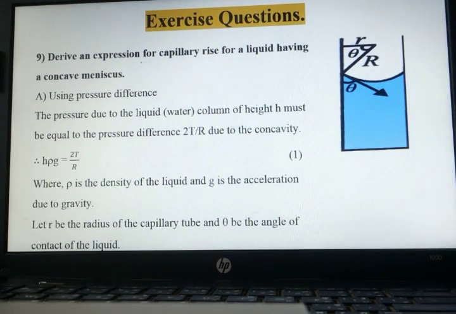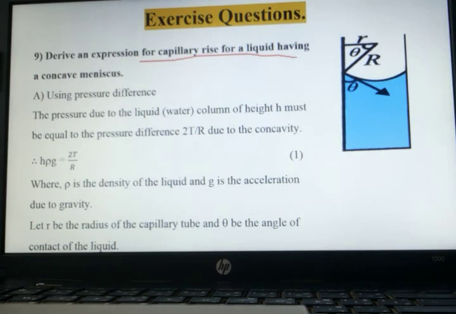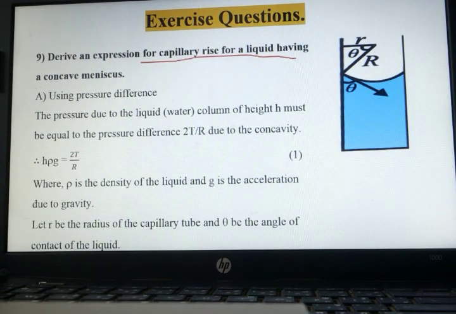Next one, derive an expression for capillary rise of a liquid in a capillary tube having a concave meniscus. See over here, two methods are there that we have already studied. One is the pressure difference method, another one is the force method. You can solve it by any method. I will be explaining the pressure difference method. For the other method you can refer to the previous videos, then it will be clear.